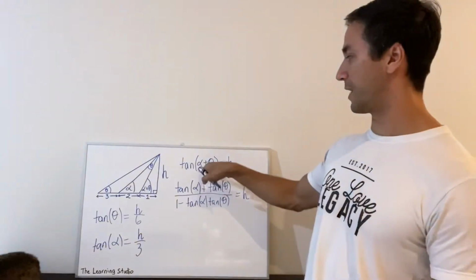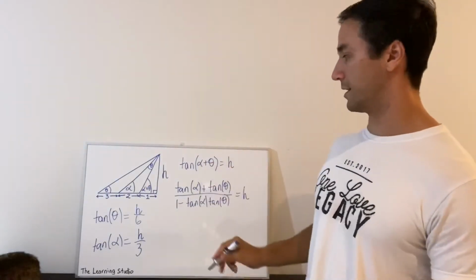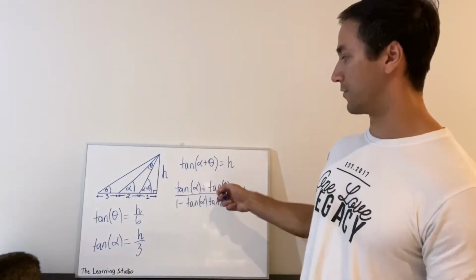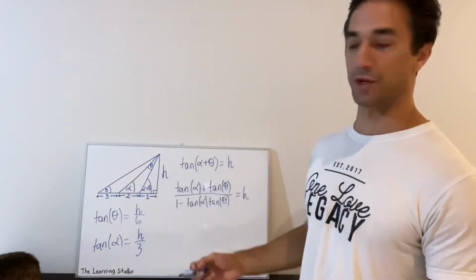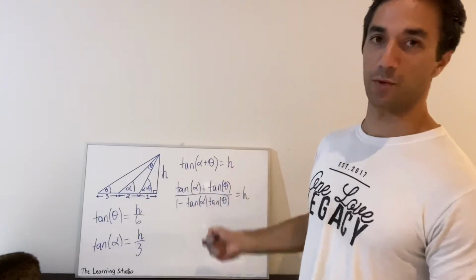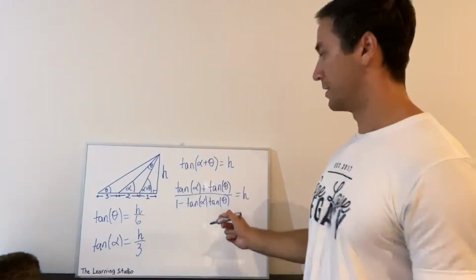So to put all this together, we're going to have to use our expansion formula for tan. So tan of alpha plus theta is equal to this thing, and we know what tan alpha and tan theta are individually, right? So we can replace all of this, and we'll end up with an equation with h in it.